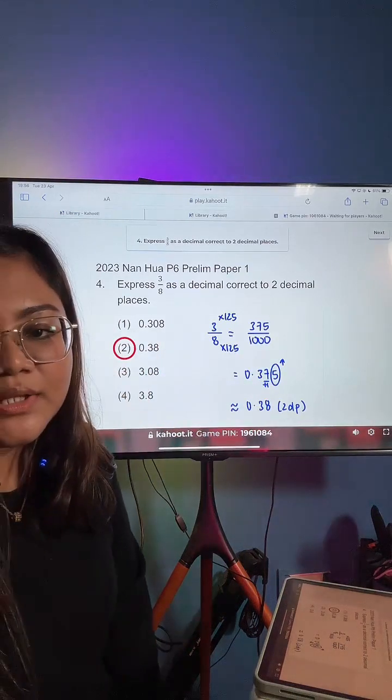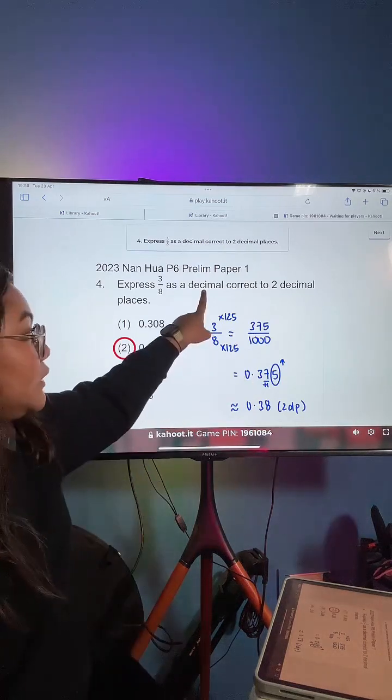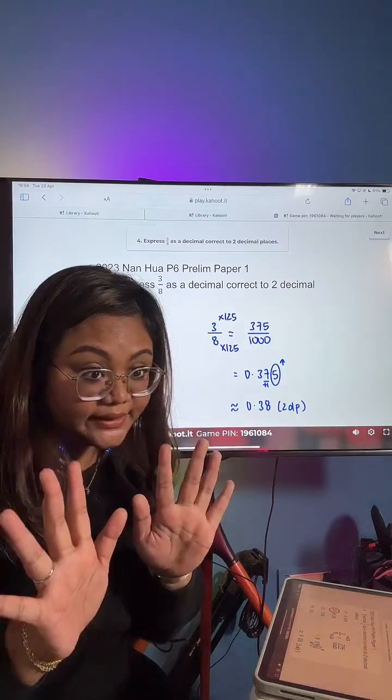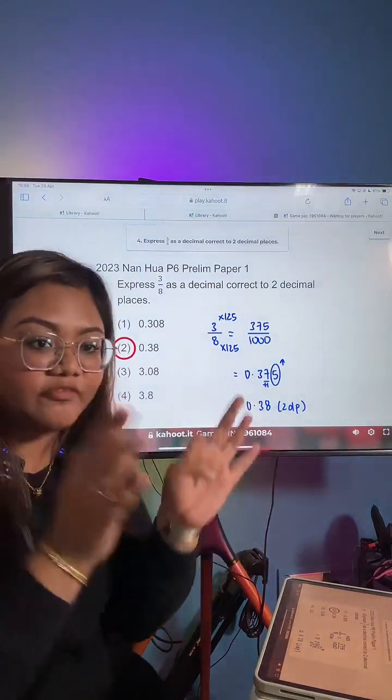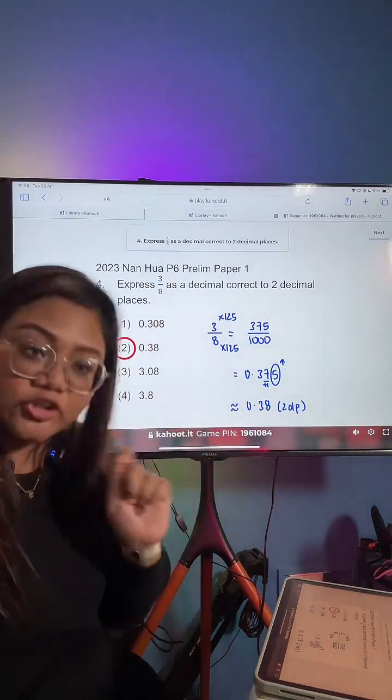Alright? Okay, so why times 125? Because I want decimal. From 8, I cannot change to 10. Decimal means only out of 10, out of 100, or out of 1,000. From 8, I cannot change to 10. I cannot change to 100.